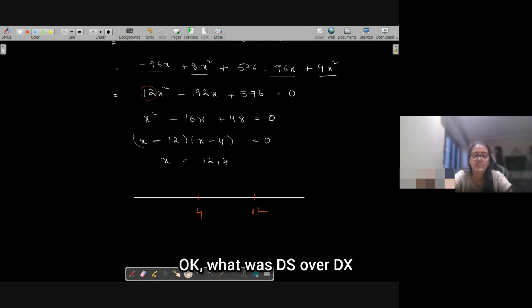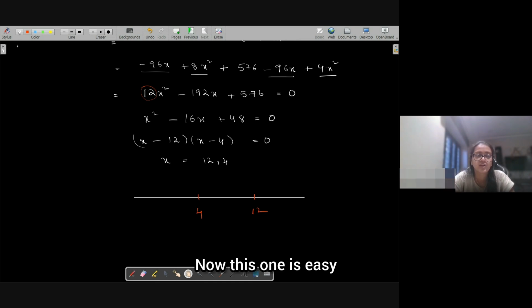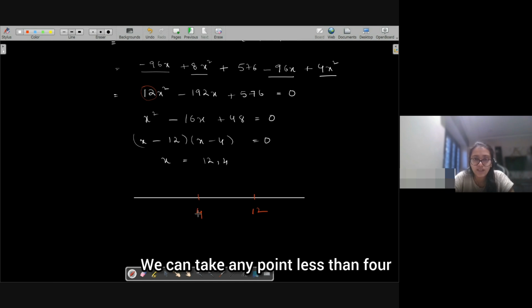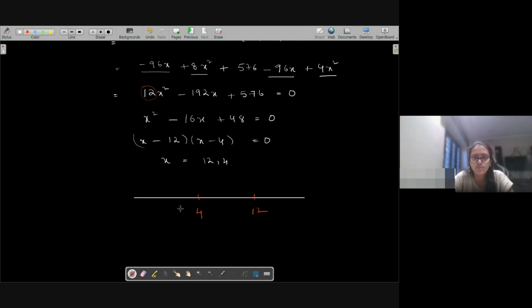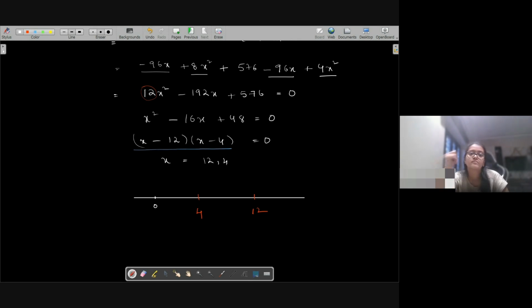Okay, what was ds over dx? Oh, ds over dx is just this quadratic equation only. Okay, now this one is easy. We can take any point less than 4. Let's take 0. And at 0, you have to check the sign of this expression. I think that will be positive.